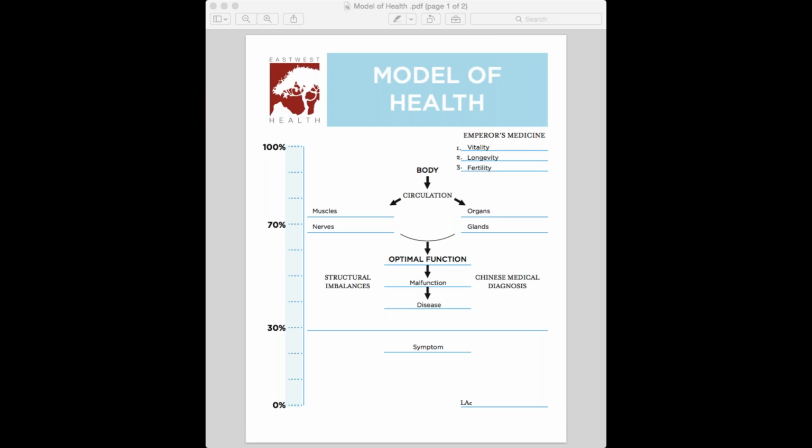So those are glands. And so ideally, if you have 100% circulation in all of those muscles, nerves, organs, and glands, would you say that you've got 100% health? If you have 100% circulation in all your nerves, muscles, organs, glands, would you be 100% healthy? Physically.